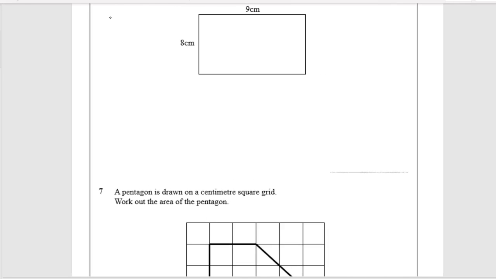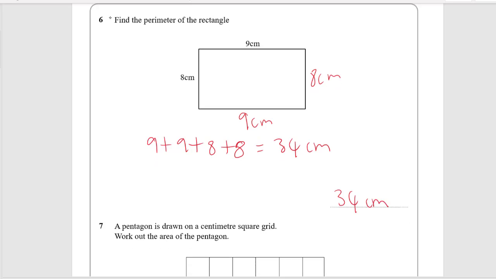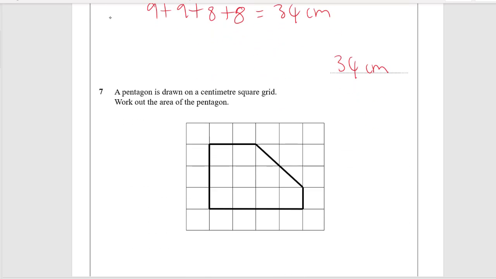Okay, find the perimeter of the rectangle. So we know in a rectangle, opposite sides are the same. 9 centimeters, 8 centimeters. Add them all together. So 9, add 9, add 8, add 8. And that will give us a total answer of 34 centimeters.